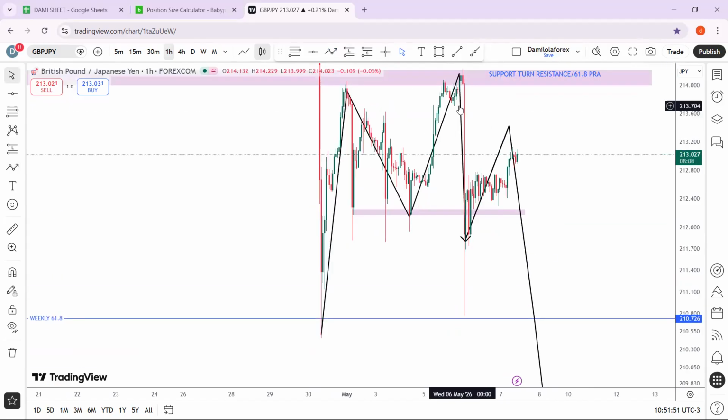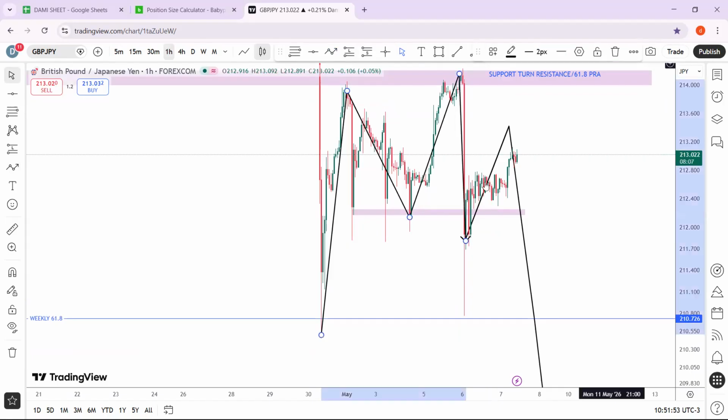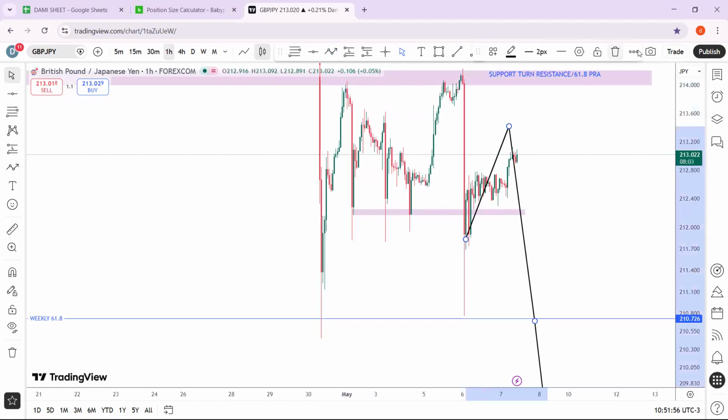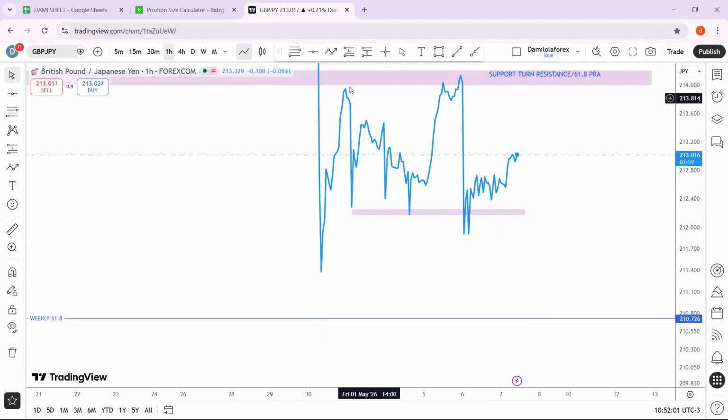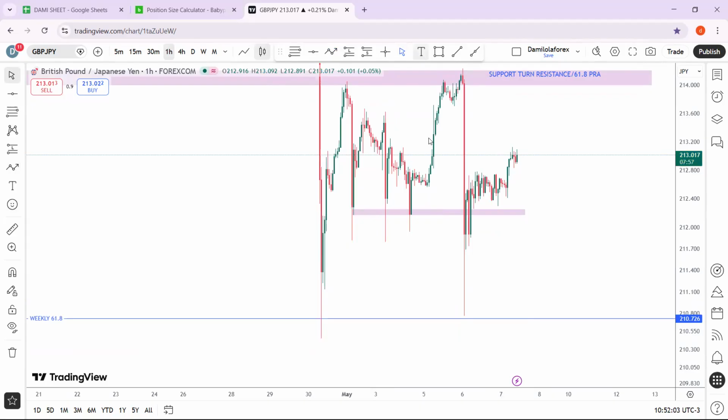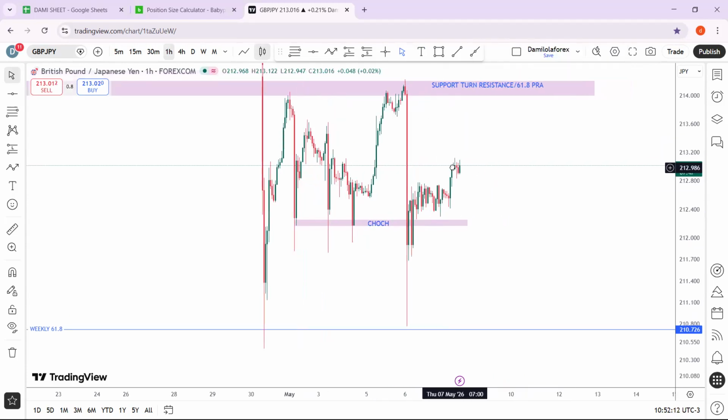Okay, so we are now going to go over and identify the fact that right here, if you switch to line chart, you see it well, this is where the change of character happened. So here is where the change of character happened. Then after the change of character, what did we see? We saw price pulling back up. Now, what am I going to do?